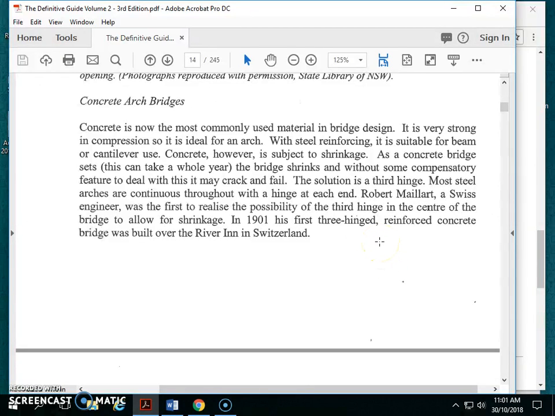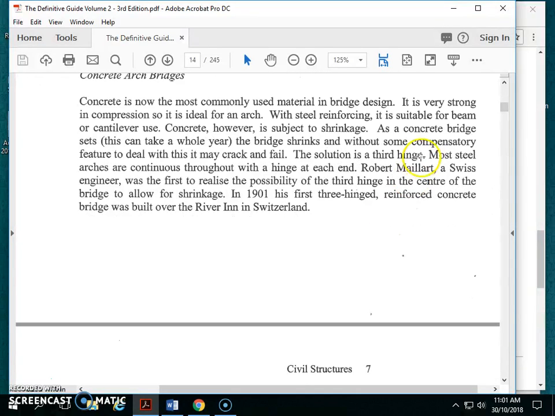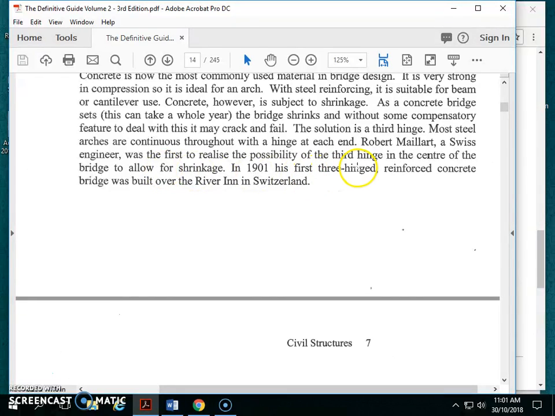Concrete bridges. Okay, so most arches are continuous. We have a Swiss engineer who talks about having a third hinge at the center of the bridge to allow for shrinking. This is the case in the Sydney Harbour Bridge.